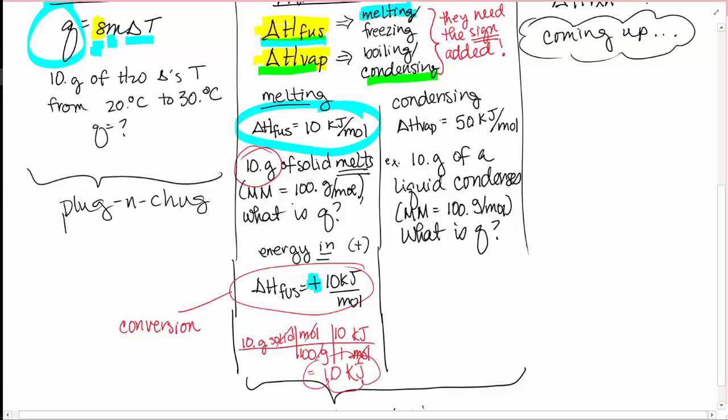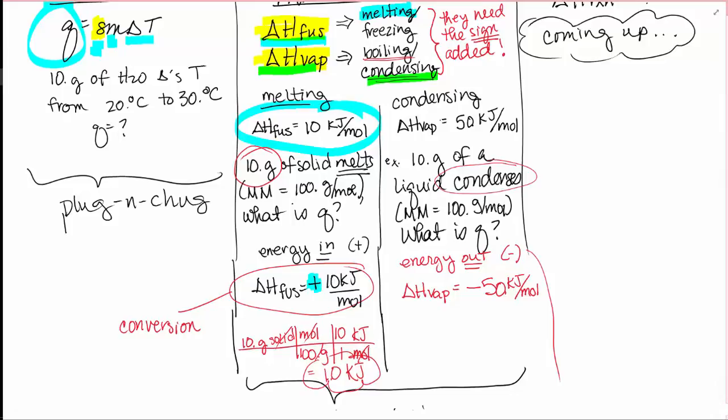Same idea here, you guys. But I have to think about, is energy going in or is energy going out? Well, if it condenses, boiling, I have to put energy in. Condensing, it has to get rid of energy. So this one is energy out. And energy out means it's a negative value. So my heat of vaporization, I'm going to add a negative sign to my 50 kilojoules per mole.